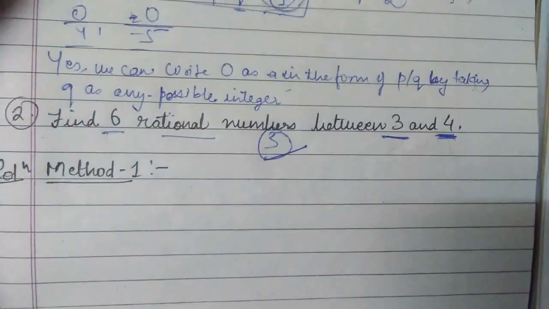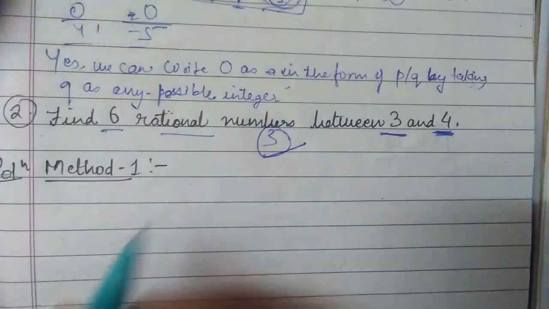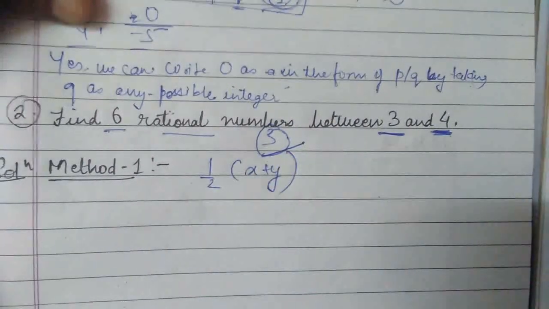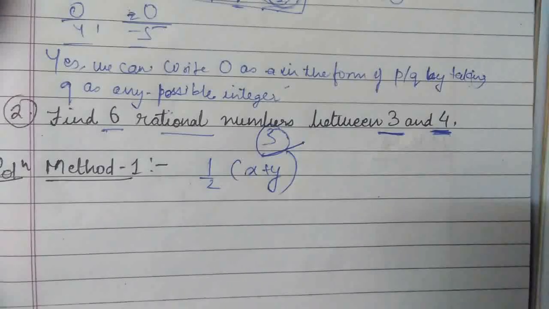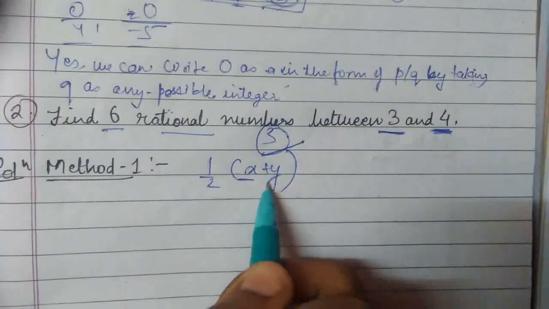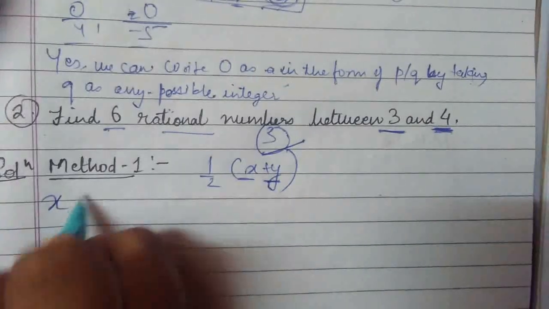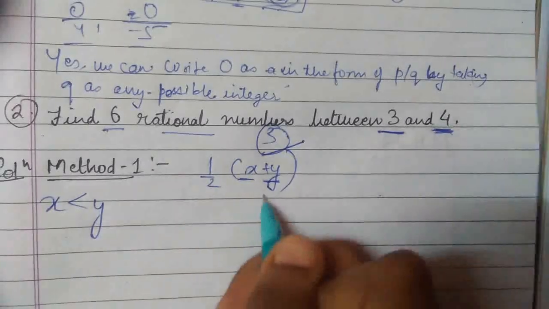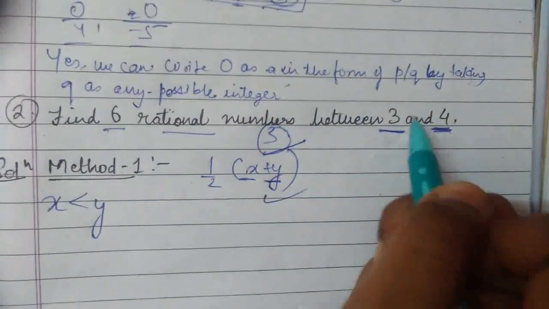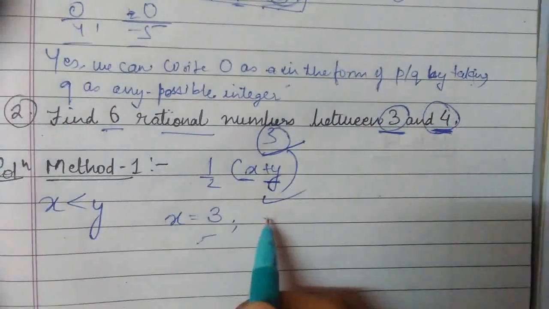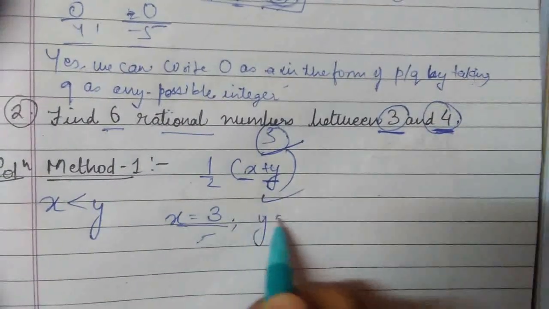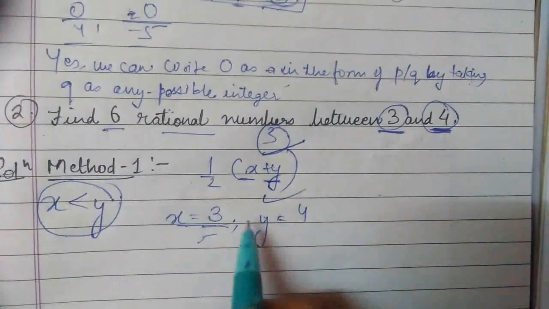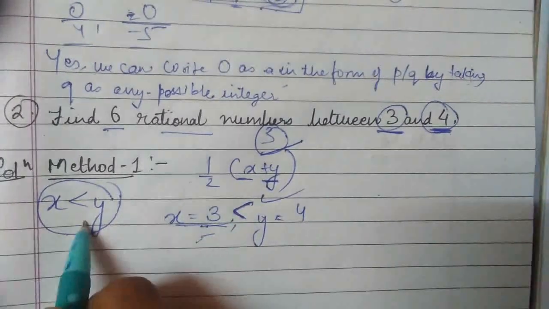The first method I told you was the average method, where what did we used to do? Half into x plus y, where x and y were any possible integers, and we knew that x was less than y. So let's see if we can apply this method in this question. It is 3 and 4. So the value of x is 3 and the value of y is 4. This proves that x is less than y, because we know that 4 is greater than 3.